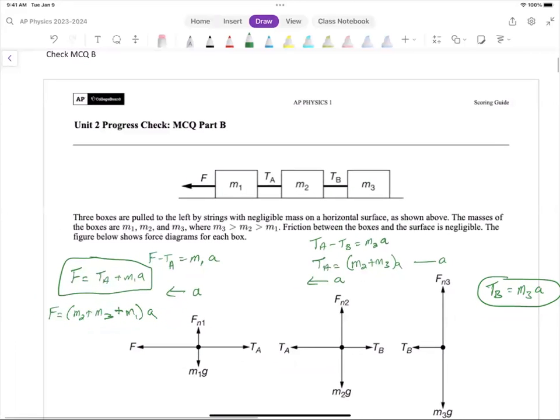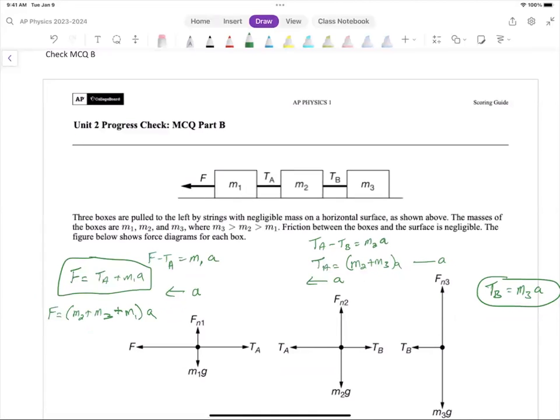Part A and B, by the way, they design them so that you could take A in a 45-minute class. Just keep that in mind. They expect you to be able to do the entire MCQ Part B in 45 minutes. At any rate, here we go.